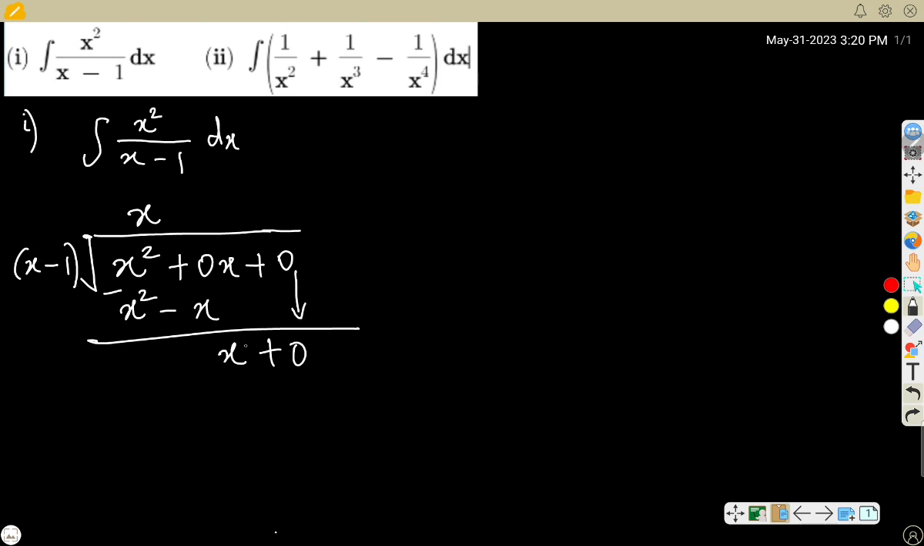Again, this x divided by this x. So that is 1. So x in x, 1. That's plus 1. So 1 times x again, that is x. Again, 1 times minus 1, minus 1. So subtract again. So minus times minus, minus x minus x, 0. Minus times minus plus. So 0 plus 1, that is 1. So that is using long division.